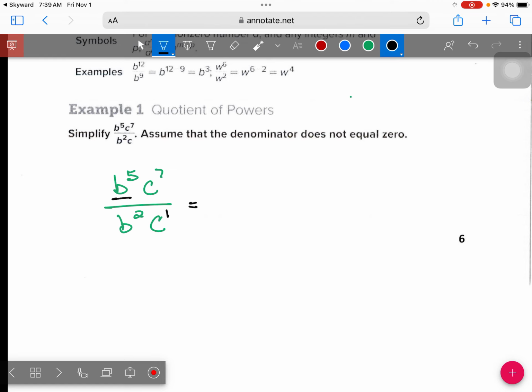So here I have b to the 5th divided by b to the 2nd. That is b to the 5 minus 2 times, because we are still multiplying in between the factors.